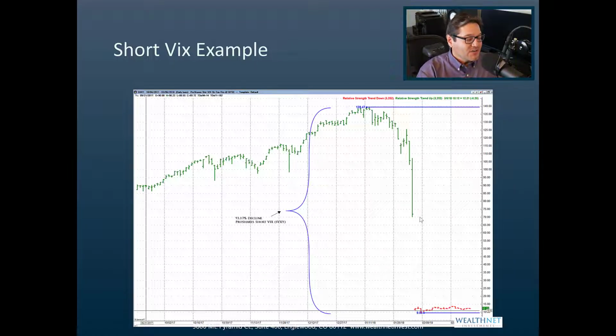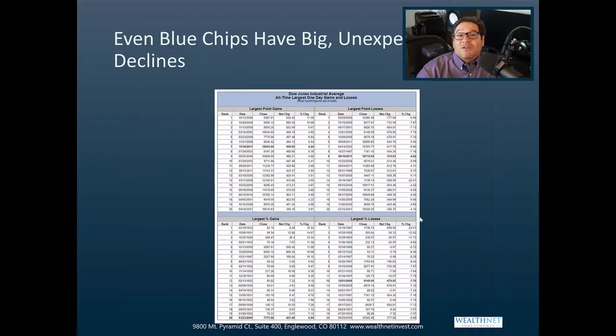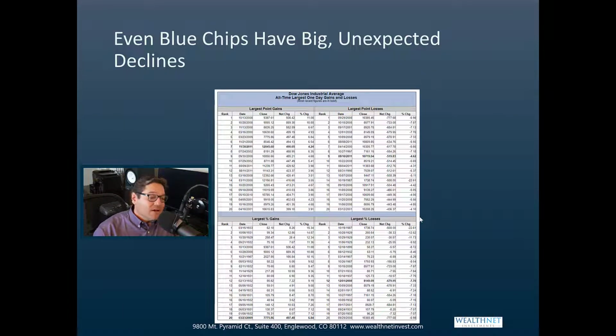A 93.17% decline in the ProShares short VIX, symbol SVXY, that we saw back in January 2018. That's crazy. All right, so even the blue chips. You don't even have to have something exotic like a short VIX index. The blue chips, the Dow Jones Industrial stocks: if you go back and look at these largest one-day gains and returns, you have multiple times where you have big declines that are well outside the normal distribution.